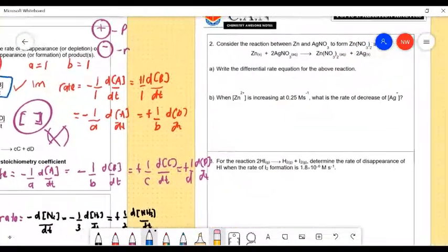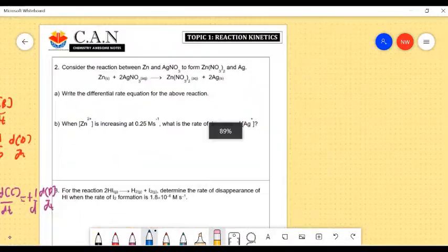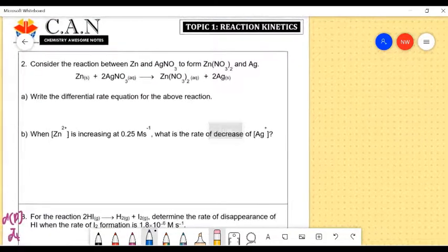So, let's see soalan. So, ini adalah soalannya. Bila menyebabkan soalan calculation, ini adalah C3. Jadi, kita akan buat kita punya calculation a little bit. Consider the reaction between zinc dan juga silver nitrate to form zinc nitrate dan juga silver. Okay, and then this question minta pada you write the differential equation for the above reaction. So, mari kita write differential equation. As you can see here, phase dia beza. Ini solid, ini aqueous, dan juga ini solid. Macam yang I beritahu you tadi, kita akan ambil semua phase.